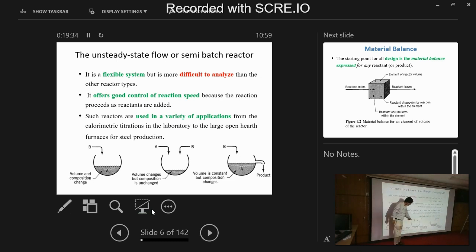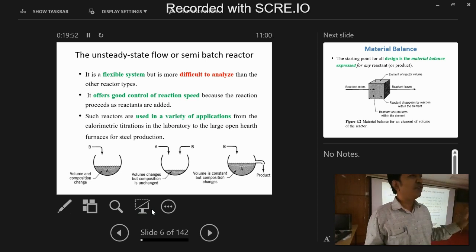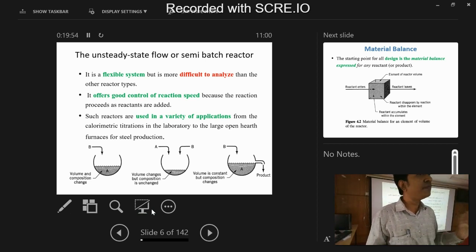Here, volume and composition is unchanged because I am keeping A and B pouring all the time and asked to react. So my volume and composition is unchanged. Last one, inflow and one outflow, but asked to react for some time. It's all called semi-batch reactions. We are not bothered about semi-batch. We are mainly focused on batch, plug flow, and mixed reactor that we will discuss. So semi-batch is not important for us. Fine.